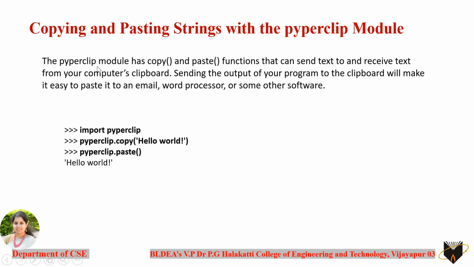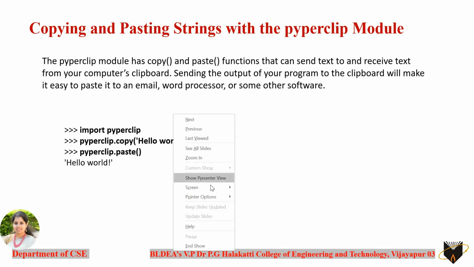The pyperclip module has copy and paste functions that can send text to and receive text from your computer's clipboard. Sending the output of your program to the clipboard makes it easy to paste it into an email, word processor or some other software. So basically, whatever you copy can be pasted through this module into your program. I just want to show this again with an example.